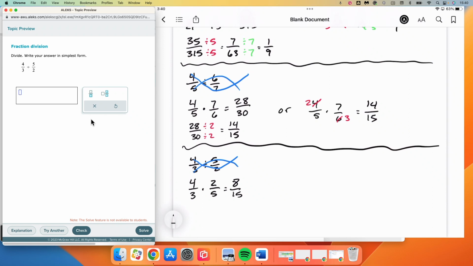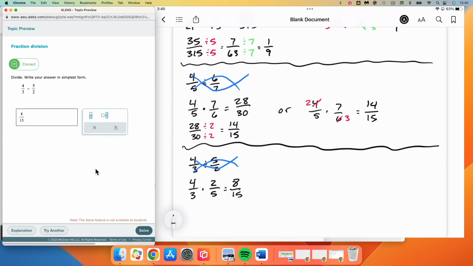And so then there's also no reason for me to do the cross-canceling method, because I wouldn't be able to cross-cancel by anything anyway. Okay, that's it for this one.